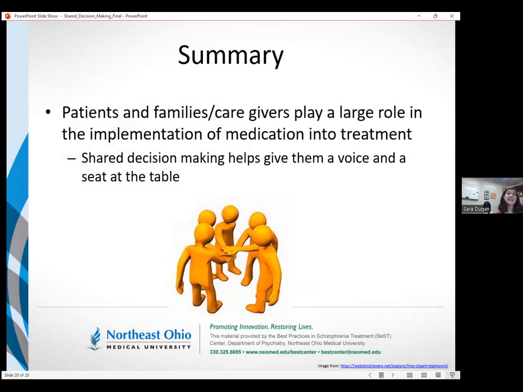So in summary, patients and families and caregivers really can play a big role in implementation of medication. And shared decision-making can be a tool that we use with a whole bunch of resources and supports. So that may make your jobs a little bit easier. It may make communication smoother across your treatment team. And ultimately, the goal would be to improve care for those patients.